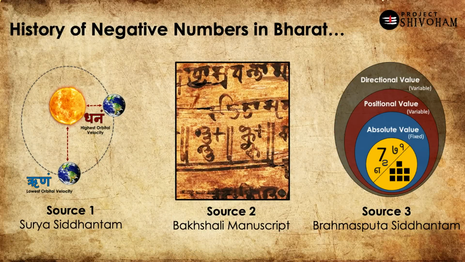So if we sum up all the sources of negative numbers, the origins of it, we can find in Brahmagupta's Brahmasputa Siddhantam, and then parts of it in the Bakhshali Manuscript, and most importantly, the foundations of Brahmagupta's work could be found in a text which is much earlier than Brahmagupta, the Surya Siddhantam, which talks about the dhanam and runam concepts, and also gives formulas to calculate the orbital velocities of planets.